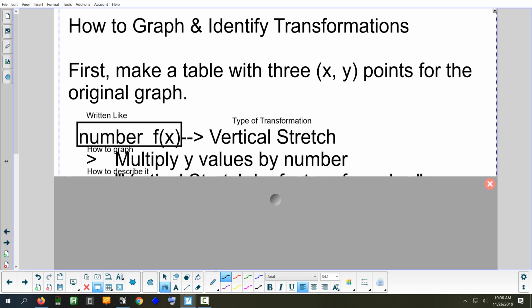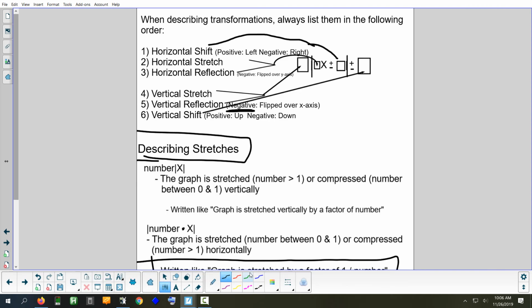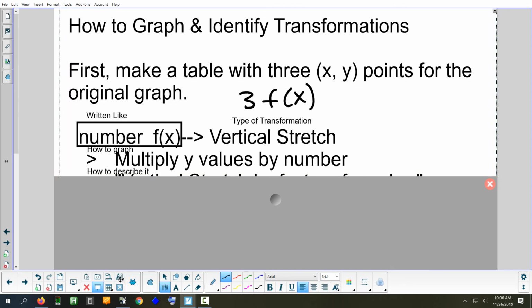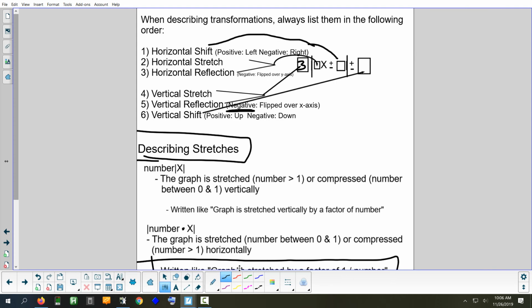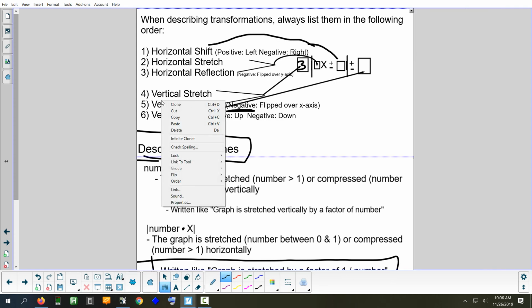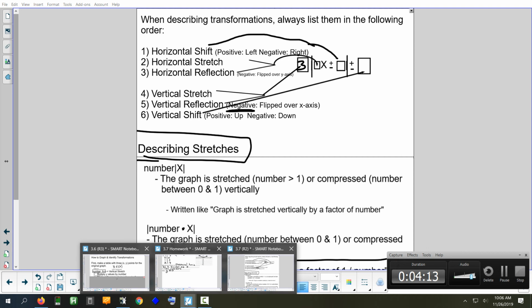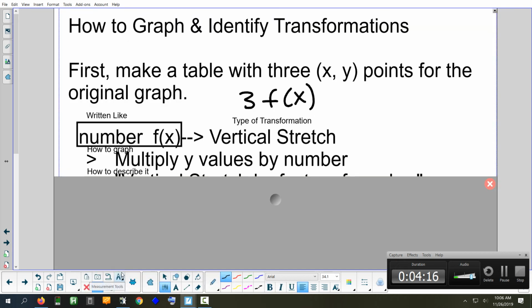Wait, do we write this? Yes. Oh, okay. So an example of this would be like 3 f of x, like that. That's an example. That's a number in front. Okay? When you have a number in front, we said yesterday, I'm not going to keep going back and forth, but a number in front is a vertical stretch. And that's why I'm having you guys put that right there, vertical stretch.